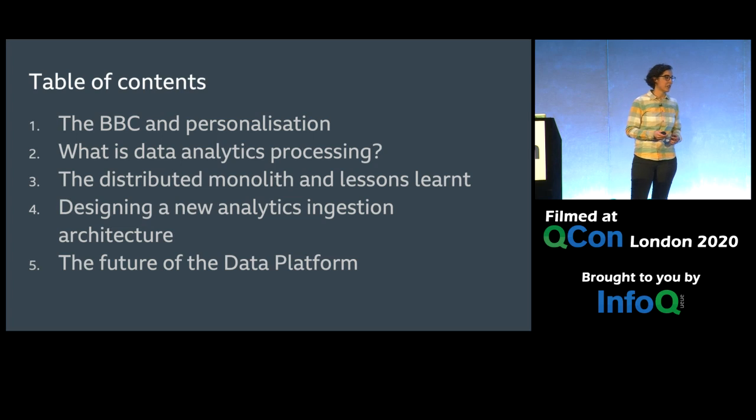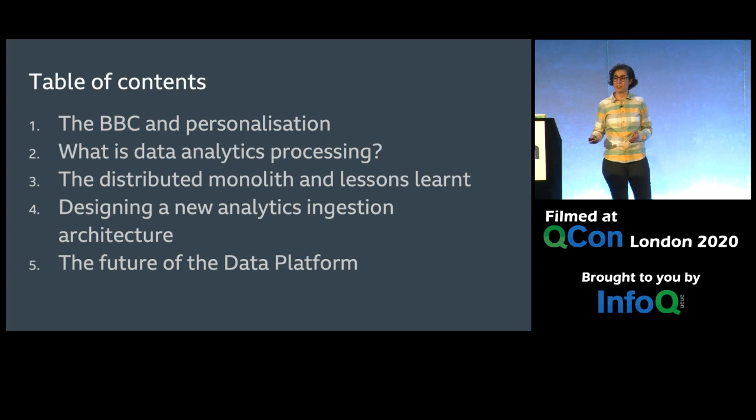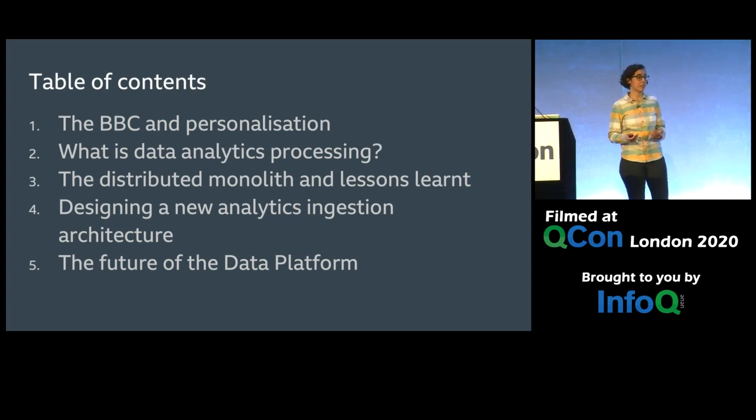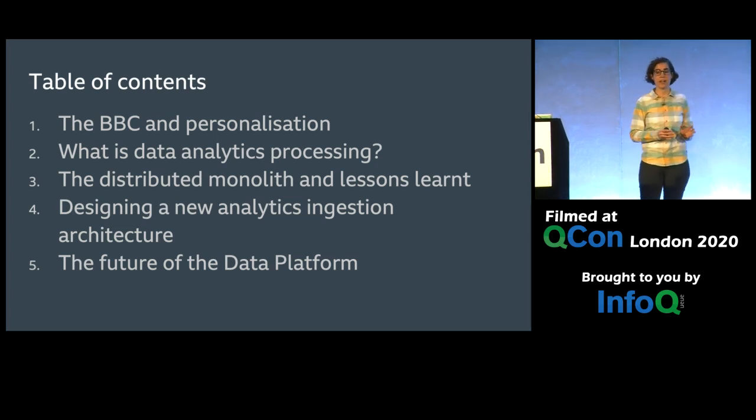And then, well, we actually had the opportunity to move away from this monolith. So I'm going to walk you from the very beginning through the steps that we went through in designing the next version of it. And then last, I will highlight and share with you a few of the questions that we're asking ourselves, looking beyond what we have right now as a data platform.